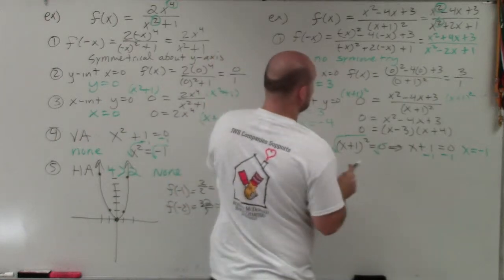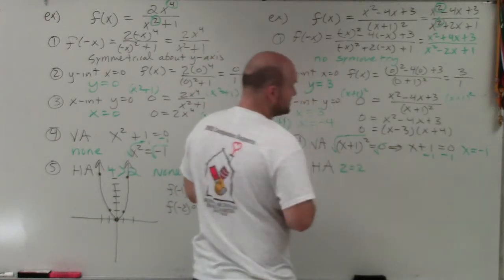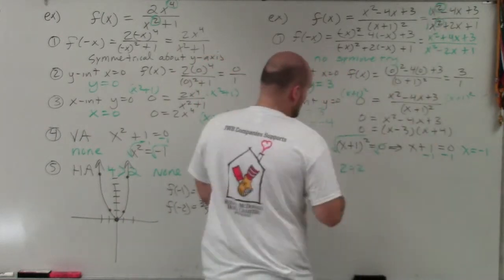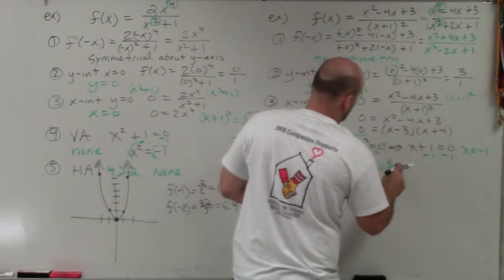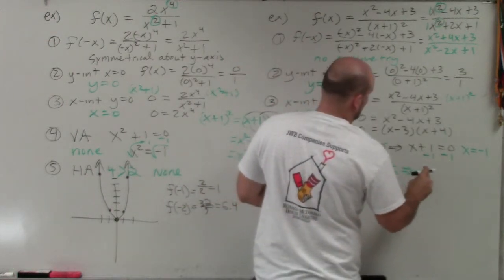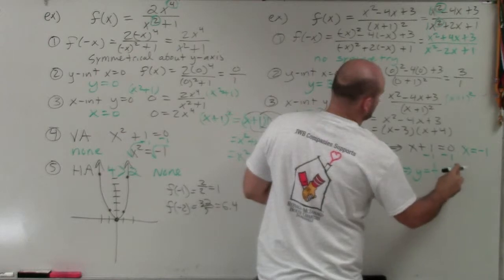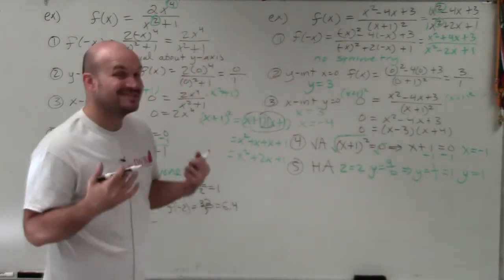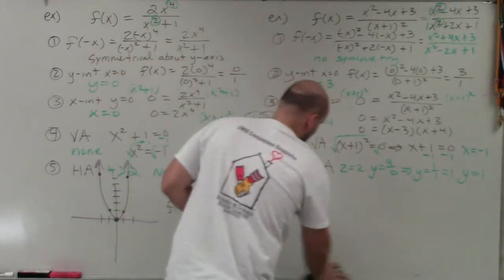So when you have the degrees that are exactly the same, you now look at their leading coefficients and write an equation. So y equals a over b. Well, in this case, a over b is y equals 1 over 1, which equals 1. So y equals 1 is my horizontal asymptote. So now let's get to the graphing.